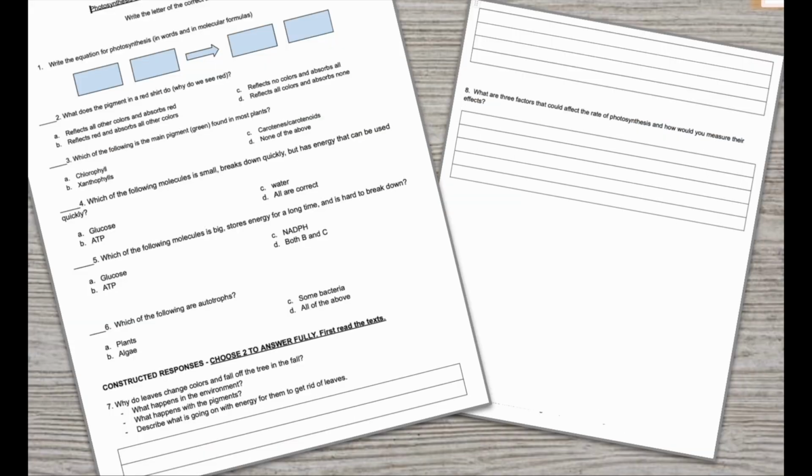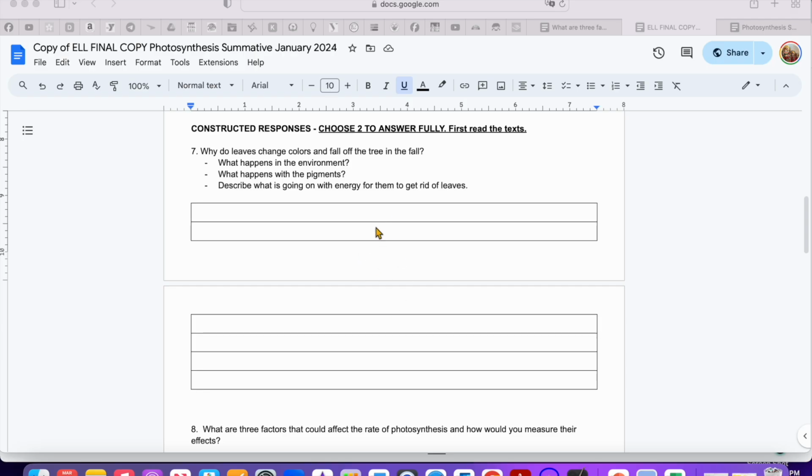You also see 2 instead of 3 short response questions. One of them says, why do leaves change colors and fall off the tree in the fall? And the other one, what are the 3 factors that affect the rate of photosynthesis and how would you measure the effects?